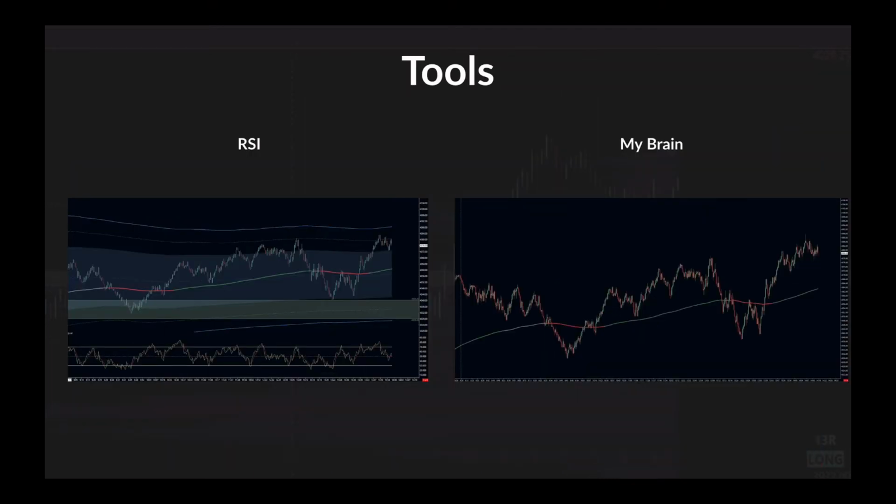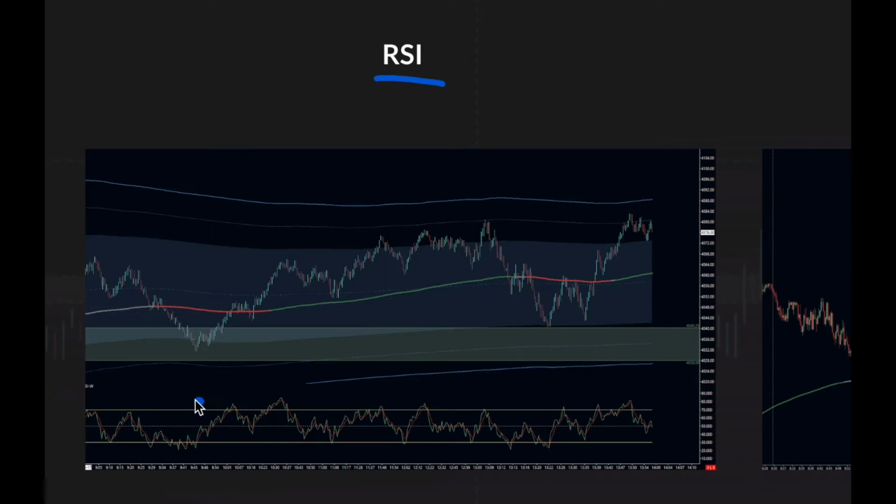Now, the tools that I use are really simple. I use RSI, and I also use my brain. Very simple tools, especially my brain, extremely simple. What I'm looking for with RSI is movements above or below my overbought and oversold bands. Anytime the RSI goes above, I'm looking to go short. Anytime it goes below, I'm looking to go long.